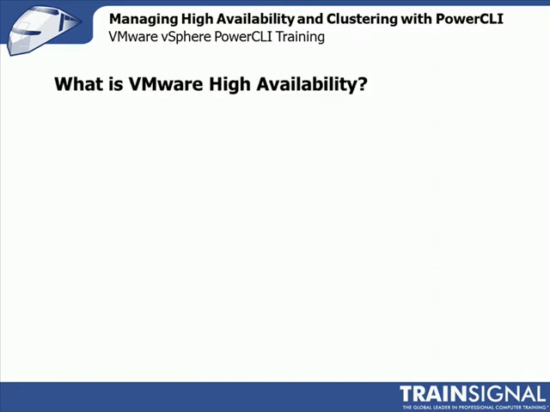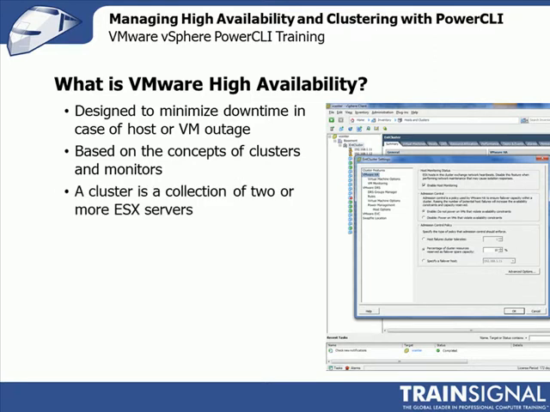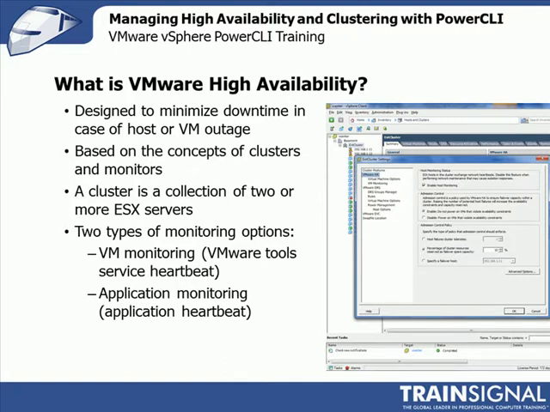First up, what is VMware High Availability? Now, this is a feature in vSphere that's designed to minimize downtime in case of a host or virtual machine outage. It's based on the concepts of clusters and monitors. A cluster is a collection of 2 or more ESX servers, and you have 2 different types of monitoring options. VM monitoring, which uses a heartbeat from the VMware Tools service, and application monitoring, which is also used in combination with the VMware Tools service, but where it's passing along additional information from a specialized application, and this will usually require an additional layer of software in order for these to work.